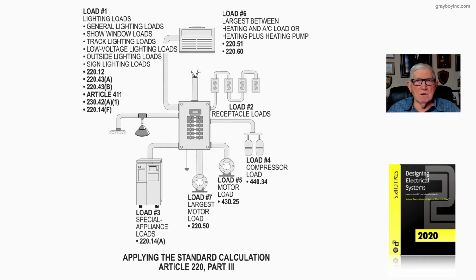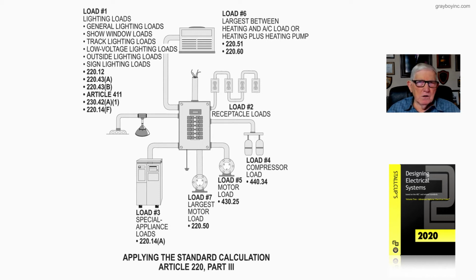Now, getting into chapter 23, we're going to cover 23 and 24 in this chapter because the rules are so similar here. There's not enough difference in the regulations and requirements. Now, looking at the standard calculation, Article 220, Part 3 is where we obtain this information. Now, notice load 1 of the 7 loads that we have here.